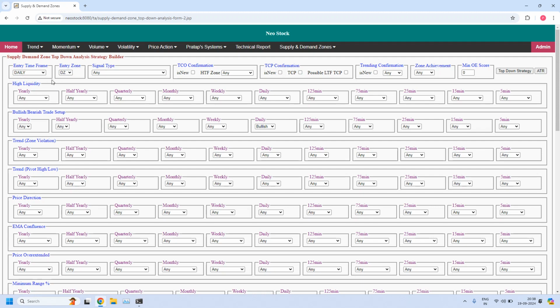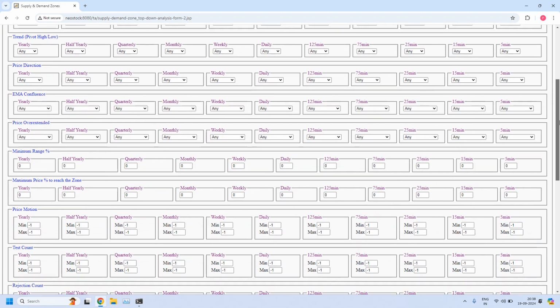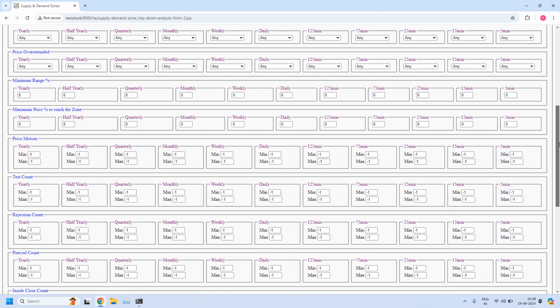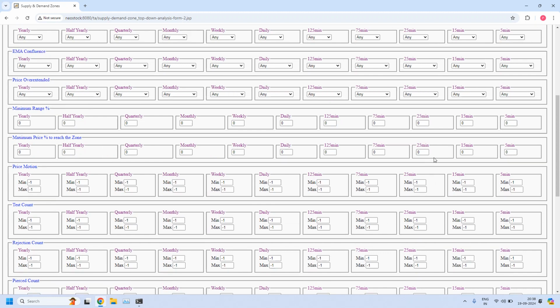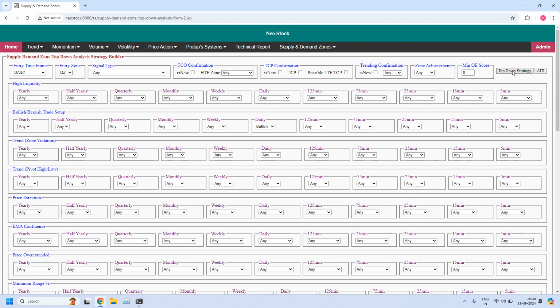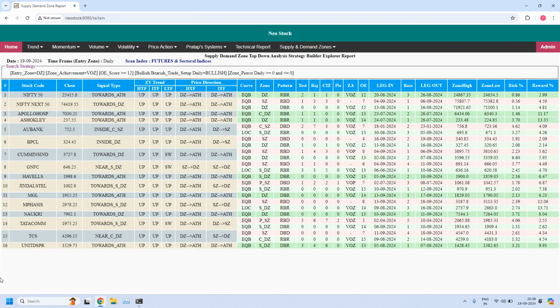So the entry time frame daily demand zone should not be pierced. So that is the reason why in the pierced count at a daily time frame I am selecting minimum value is 0, maximum value is 0. Now let's filter the stocks. And before that we need to set a zone achievement also. Violated opposing zone. Minimum order enhancer score should be 12 and all the 3 filters are applied to daily demand zone. Now let's filter. So 16 stocks are filtered.